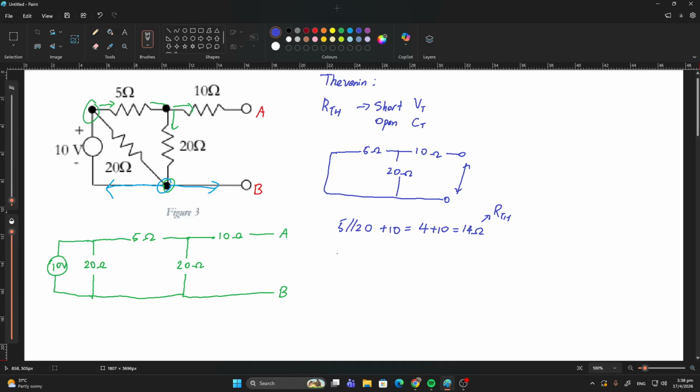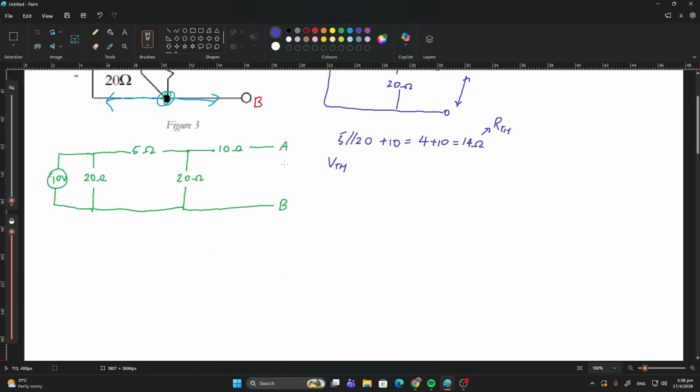How about our Thevenin voltage? So the Thevenin voltage is basically, if I were to put an ohms meter over here, what would the voltage give me? Did I say ohms meter? Sorry, voltmeter. If I were to put a voltmeter, what will my voltmeter reading be? So very, very simple.